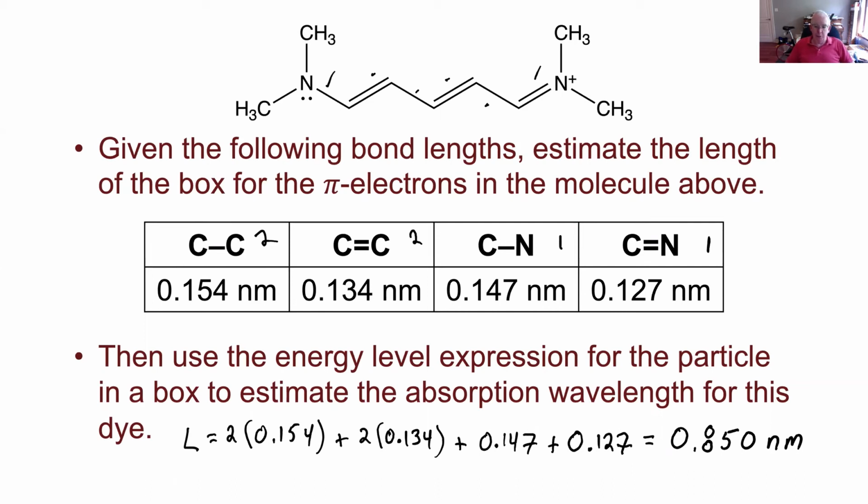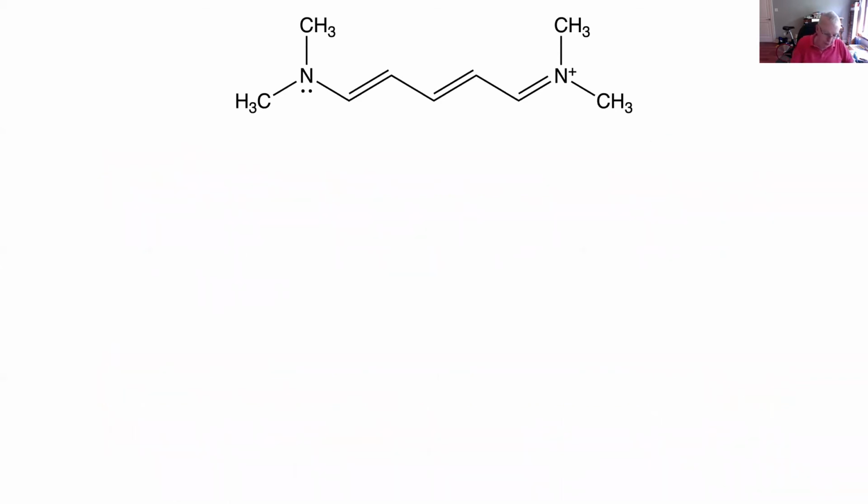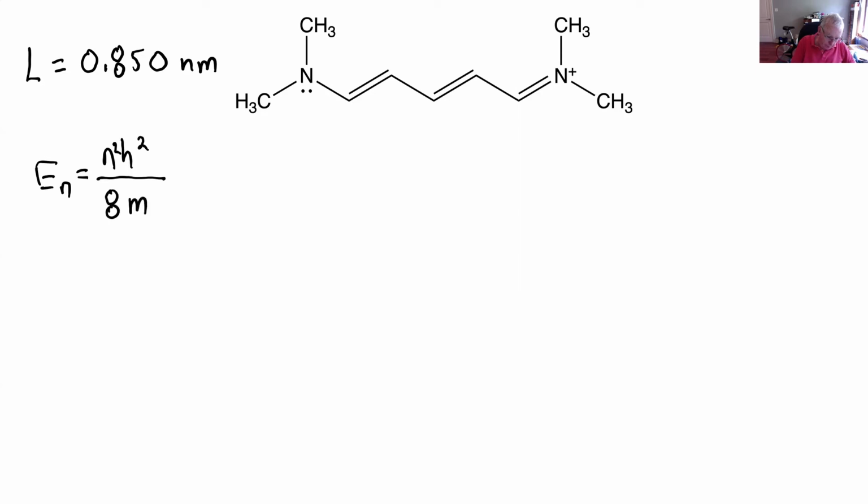And I'll just carry that with me as I go to the next slide to figure out what's going on, okay? So this is my molecule again. We just calculated that L, the length of the box, is going to be 0.85 nanometers. So I'm going to write that down before we forget. All right, next up, remember our energy expression for the particle in a box, right? And so our energy expression says that En is equal to n squared h squared over 8mL squared. That's the energy, right?